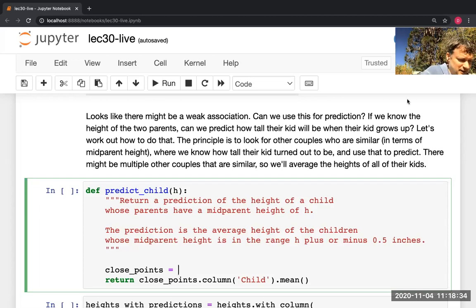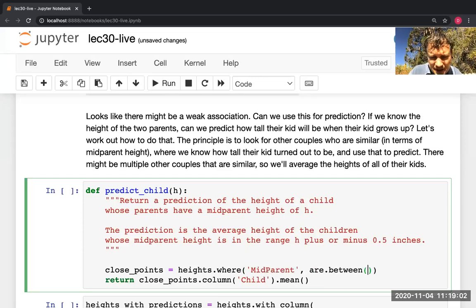Let's see. We've got a couple whose mid-parent height is H, and we're trying to make a prediction about the height of their kid. So I guess we're going to find other couples. Well, let's see if I can type in the right spot. We're going to find other couples whose heights are similar. So we want other couples whose mid-parent height is similar. And similar in this case, I'm going to say between half an inch shorter to half an inch taller.